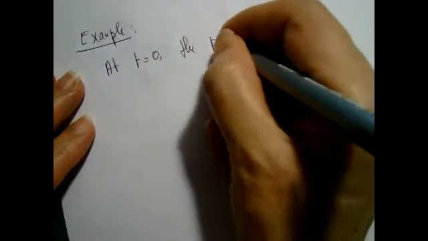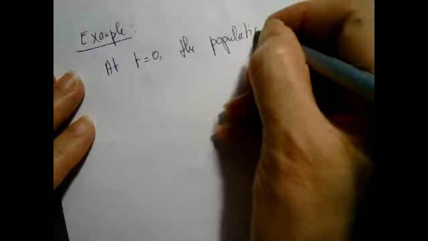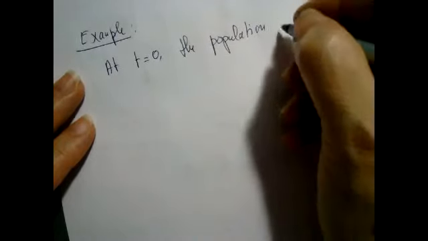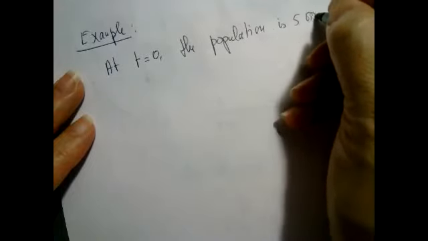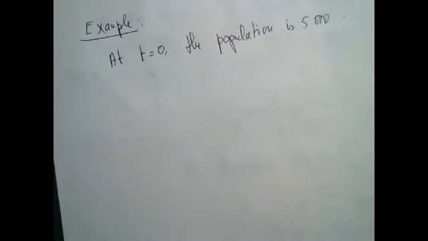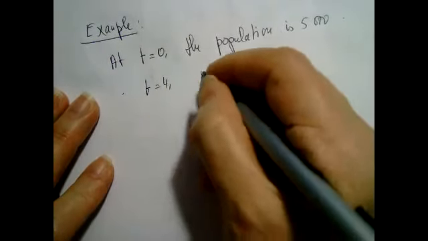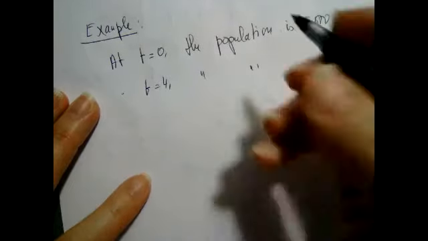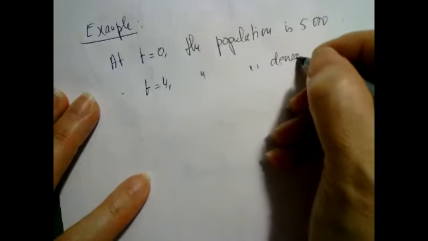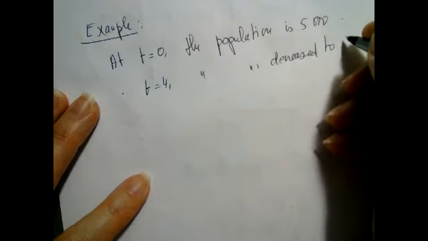So, example. At t equal to 0, the population in a certain town is 5,000. So I'm giving you the population. After 4 years, with t equal to 4, the population is declining, let us say. The population decreased to 2048.